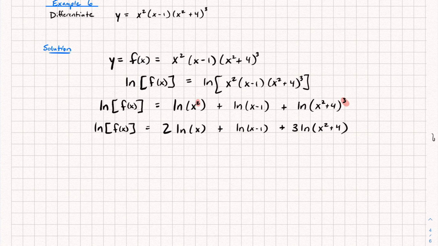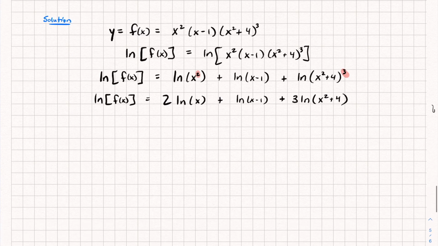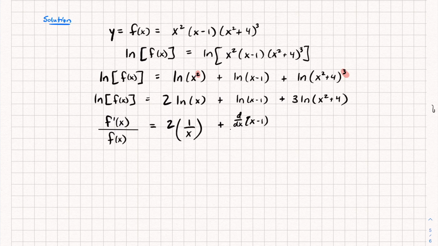Now I'm ready to go through and derive. So the derivative of ln of f of x, by definition, is f prime divided by f of x. This is equal to 2 times the derivative of ln x, which is 1 over x, plus the derivative of the inside, which is x minus 1, all over x minus 1, plus 3 times the derivative of x squared plus 4, all over x squared plus 4.